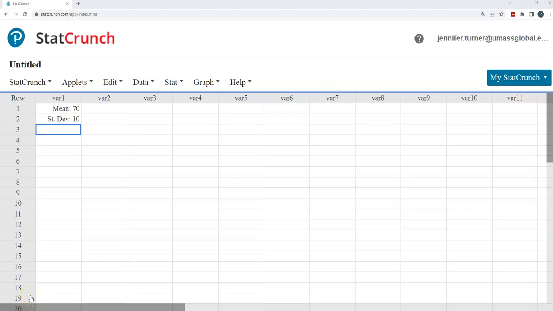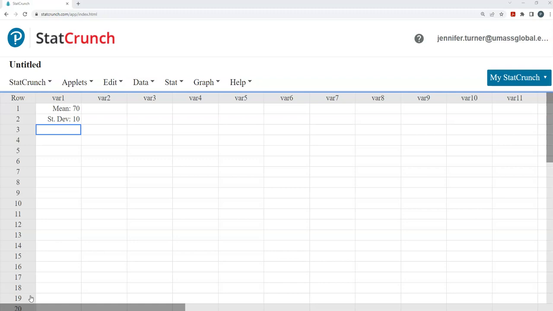In this video, we're going to go over how to complete discussion board number 3 in Math 203 using Statcrunch. At this point, I'm assuming that you have already completed parts 1, 2, and the first 3 items in part 3. So you've already selected an IQ test. You've looked up the mean and standard deviation on the internet.